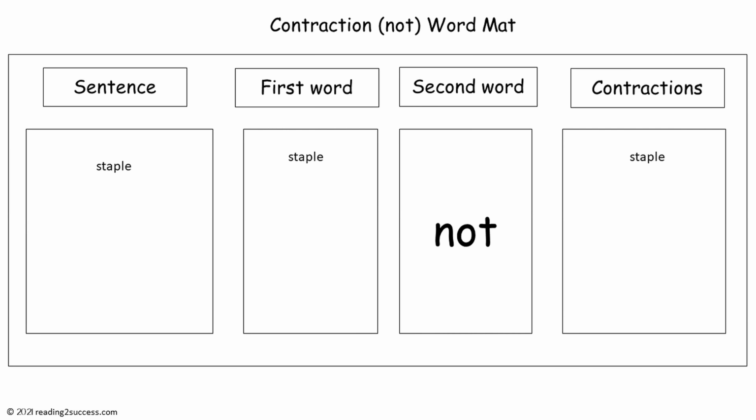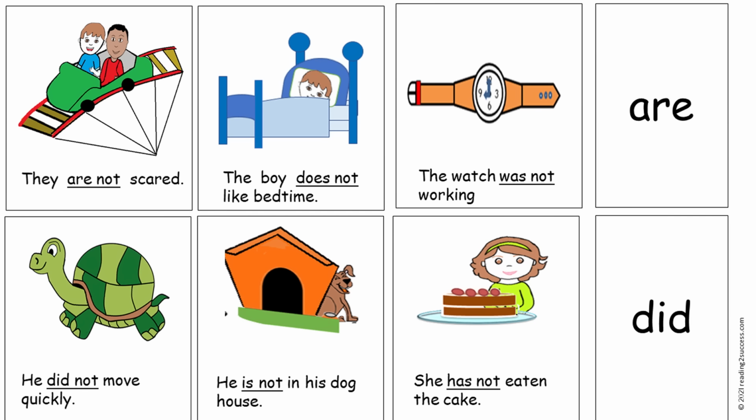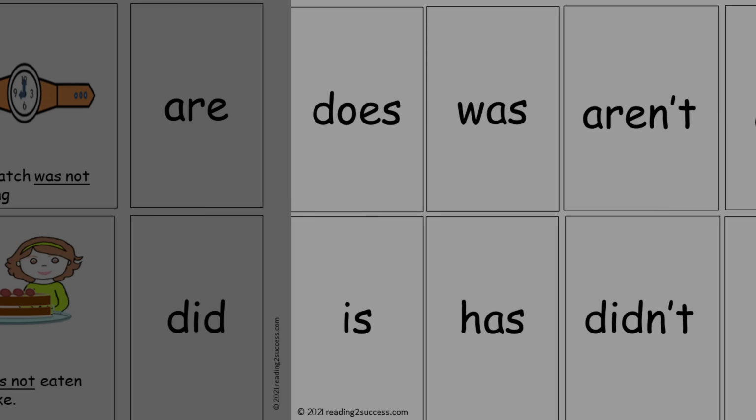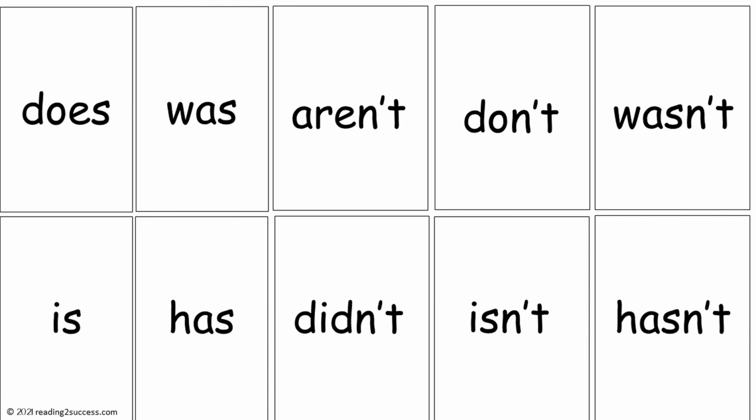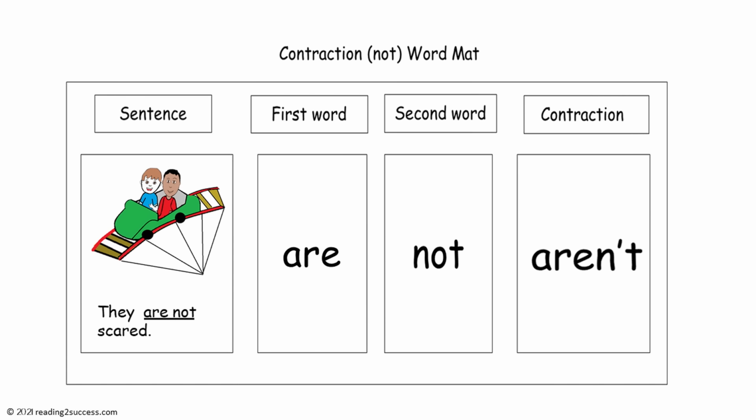These are the three templates to make the contraction word mat to give kids further practice, used in the demonstration lesson. For each sentence and picture, kids will be expected to find the correct first word and second word of the contraction, and then the contraction, and then read it in the sentence.